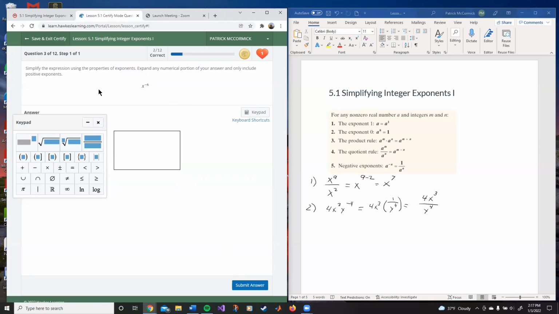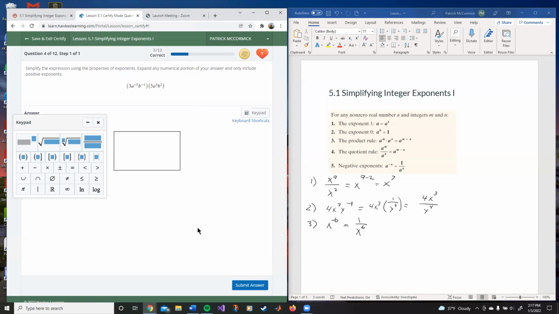Expand any numerical and only include positive exponents. So x to the minus 6. So over here on my worksheet, this is problem 3. So x to the minus 6, we're going to be using the negative exponent rule. So this is 1 over x to the positive 6. And we're done. So I got to use that fraction button. Put the 1, x, then the exponent key, and 6.